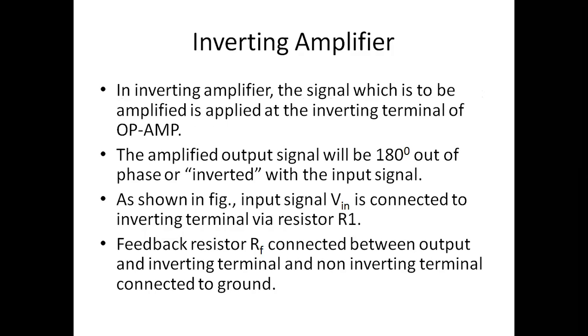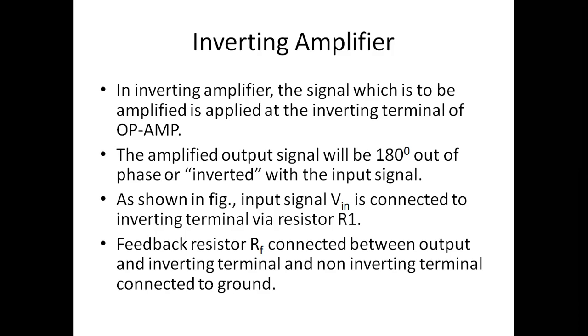As the name suggests, if we are giving the input at the inverting terminal of the operational amplifier, at that time it will give us the output that will be inverted. It means, if we are giving a sinusoidal wave at the input, at the output we will get the cosine wave. It means the output will be 180 degrees out of phase with respect to the input signal, because this inverting amplifier will give us the output that will be inverted with respect to the input signal.